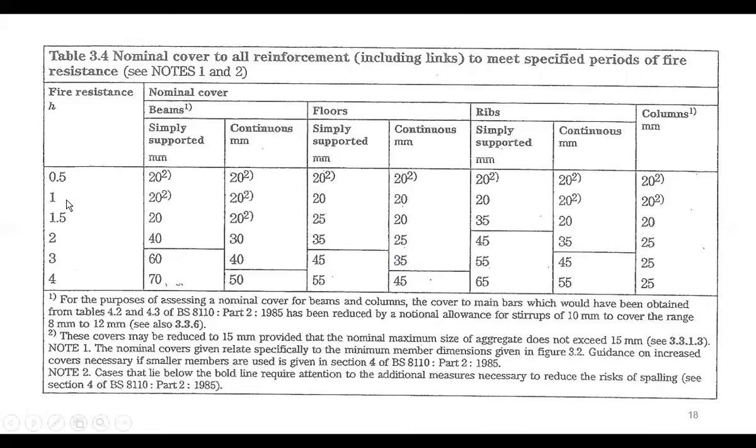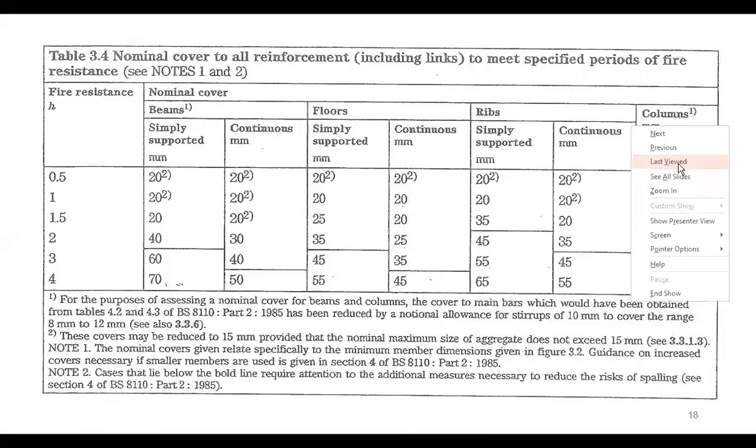If you have a fire resistance of 1 hour and you have a column, you need to design a column to resist a fire for 1 hour. You will go here, 1 hour, and you will go for columns. You will find it is 20 millimeter with some additional conditions that can be seen here. You can do it yourself.